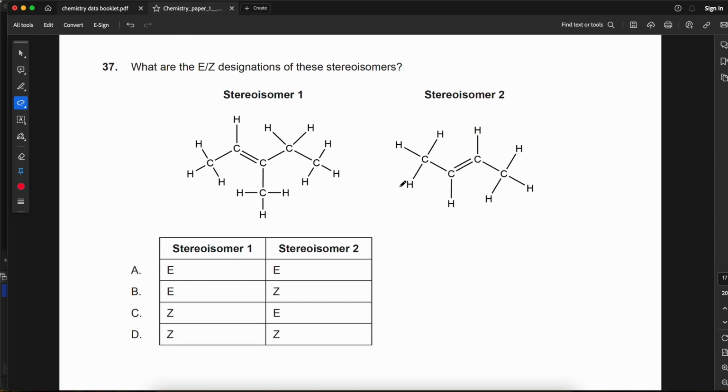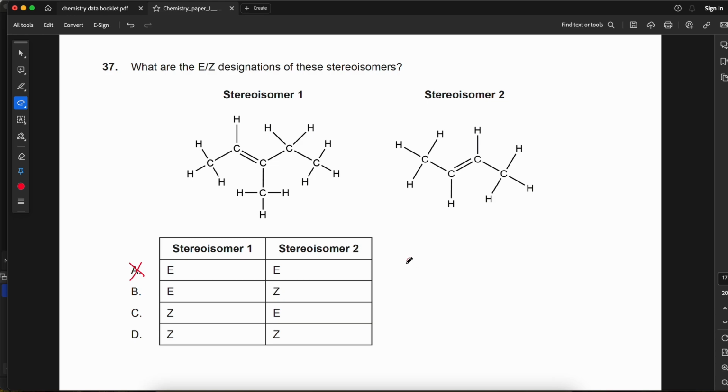What are the EZ designations of these stereoisomers? The answer will be both E and E, which is opposite or trans. So let me write it back here. The structure of these two stereoisomers, so you can see that both of them are opposite or trans or E.